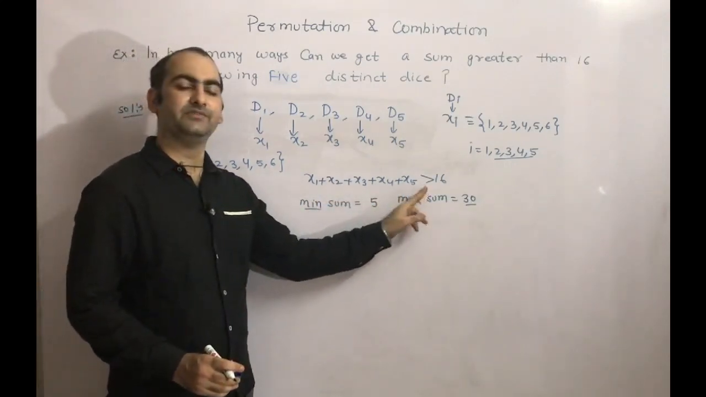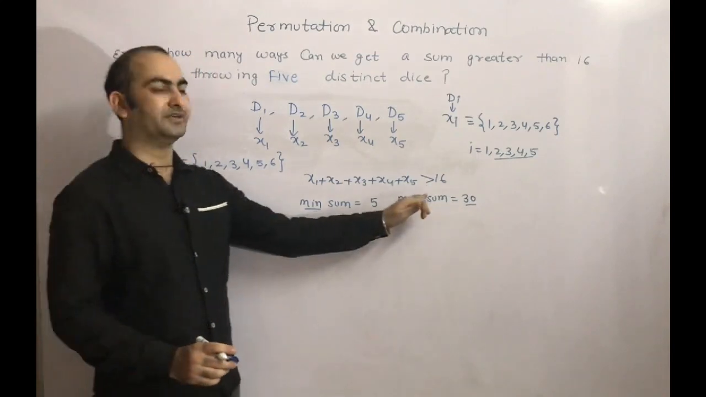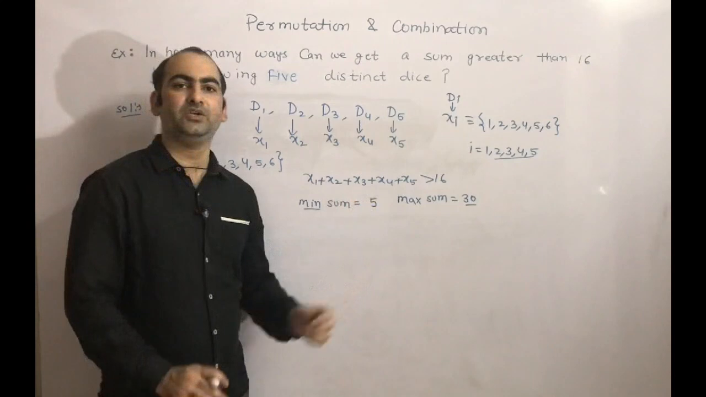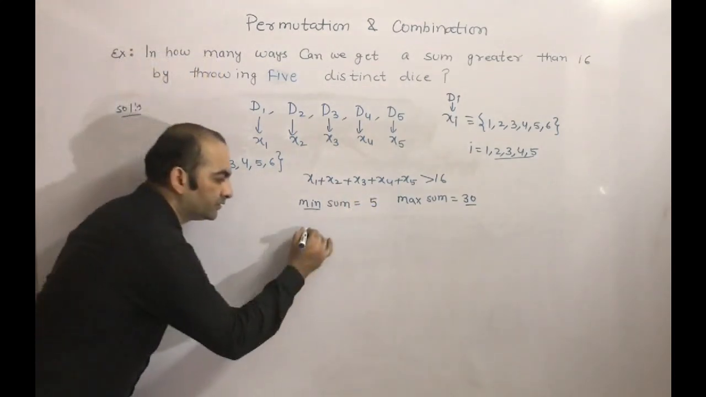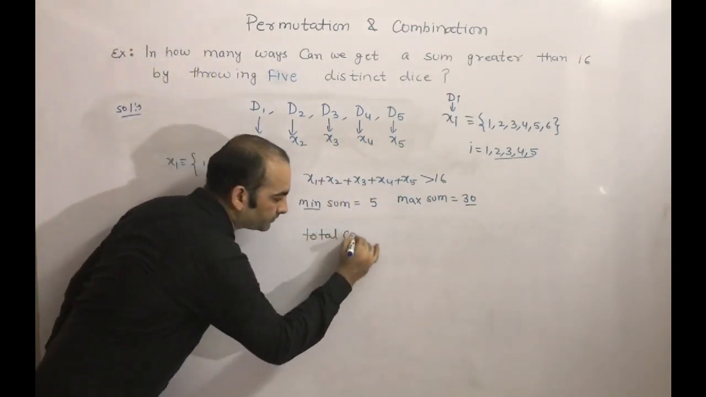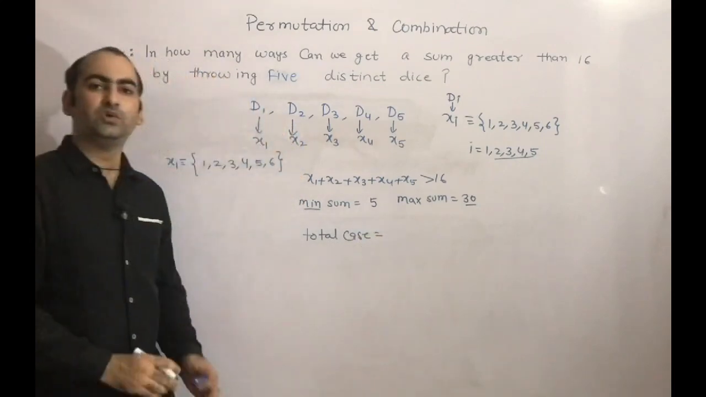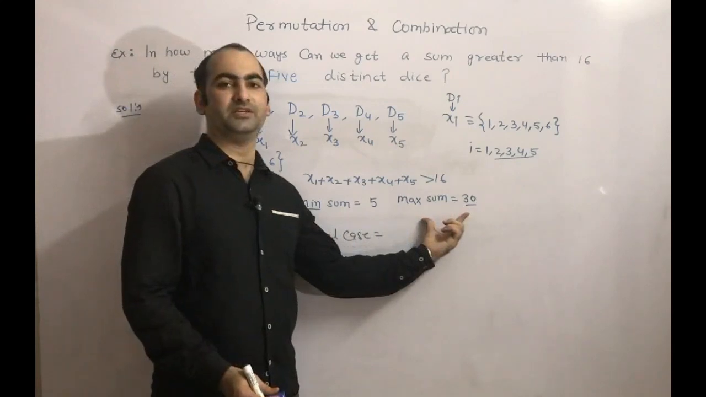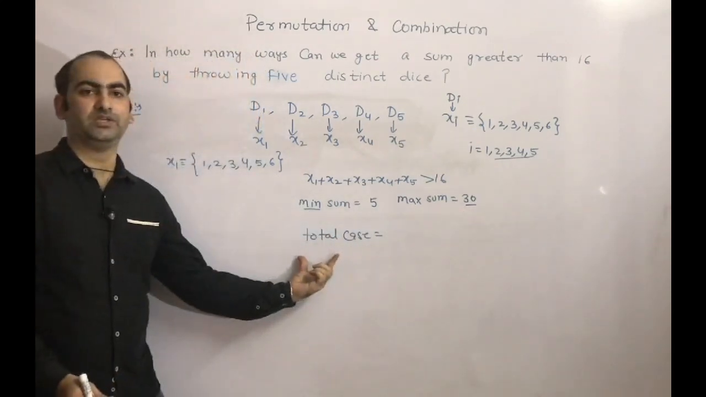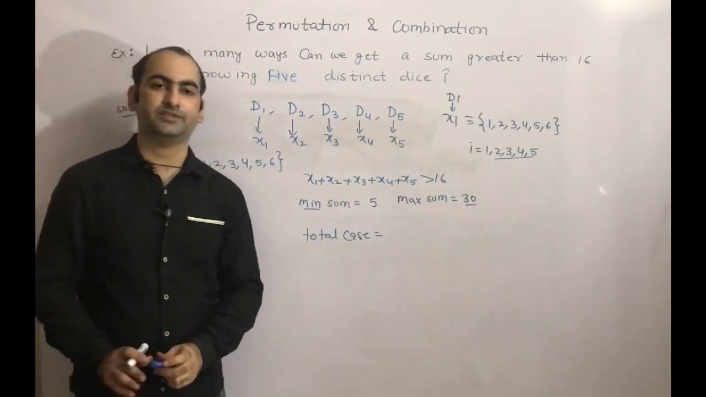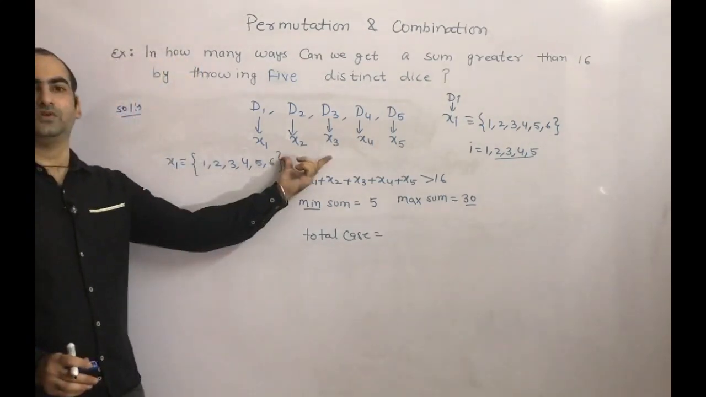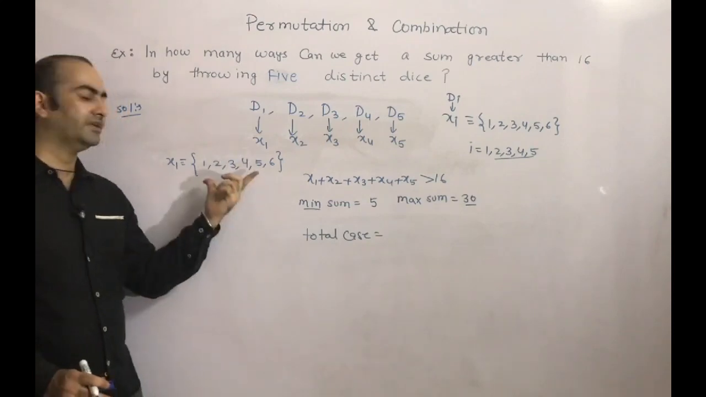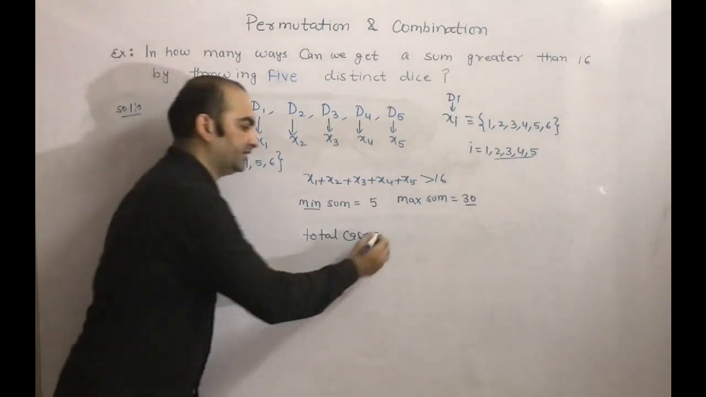If it were less than 16 we could solve easily, but it is greater than 16. So how to solve? For this, first we find the total cases. In total cases we get every summation, from minimum summation 5 to maximum summation 30. Now how to find the total cases? We are rolling 5 dice. If you roll the first dice, you get x1. For x1 there are 6 possibilities, so we write 6.